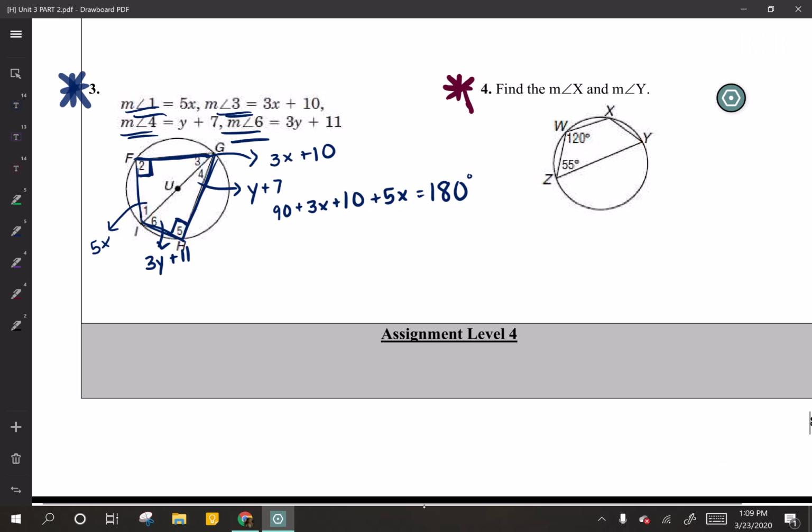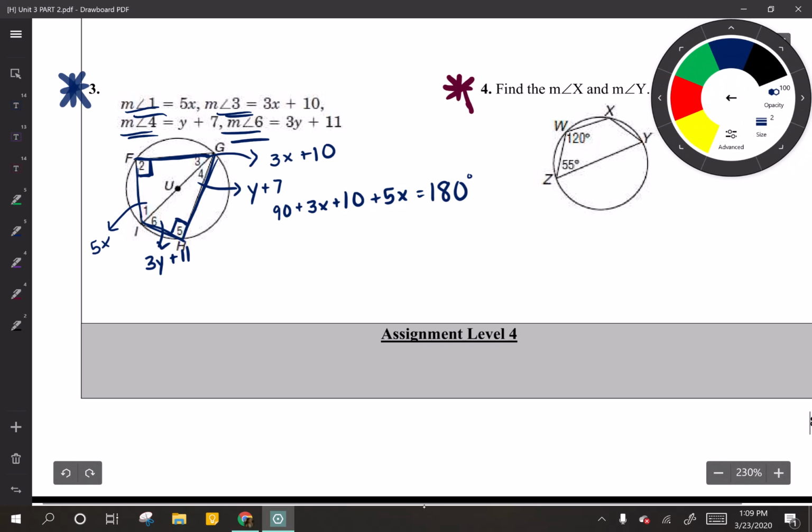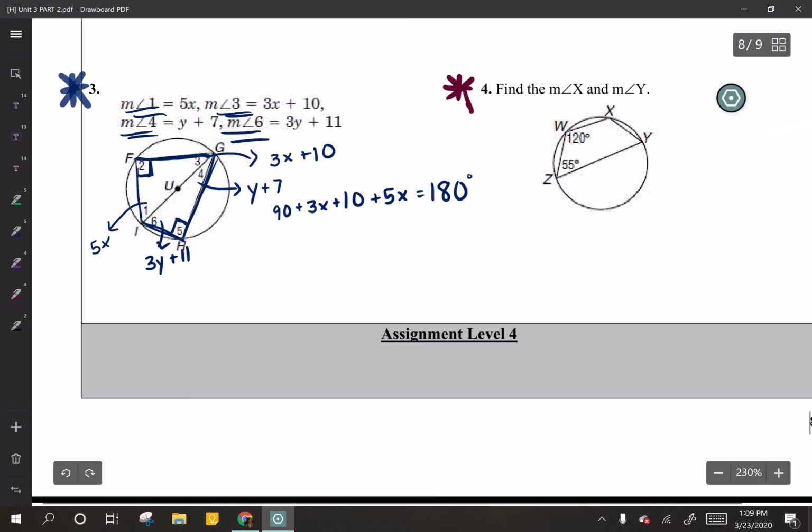Okay, and then the second equation, and I'll do that in a different shade of blue, is going to be 90 plus 3y plus 11 plus 3x plus 10 equals 180.